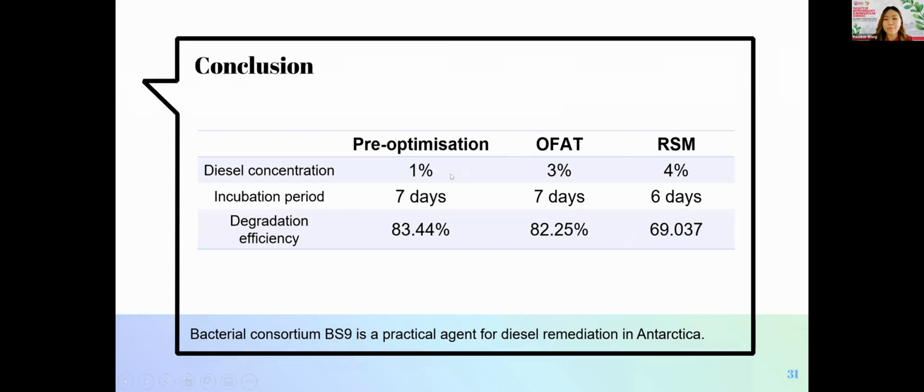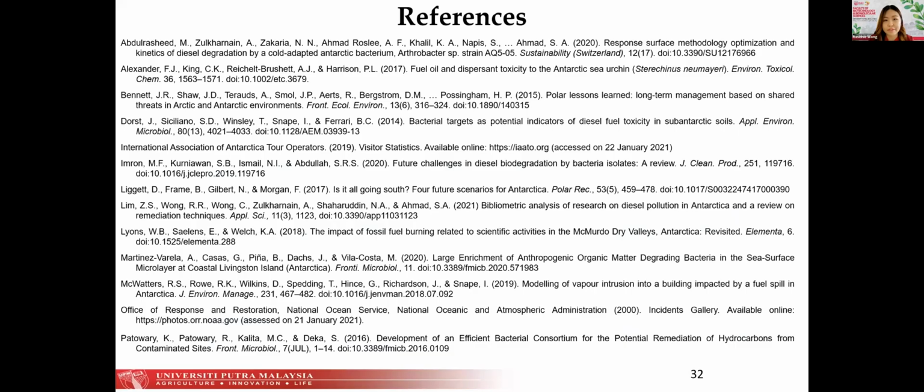So as you can see, the comparison between pre-optimized and post-optimized, where the diesel concentration is up to 4% and the incubation period is increased by 1 day, the degradation efficiency does seem a bit lower than before, but keep in mind that this is 4% of diesel concentration. So bacterial Consortium BS9 can be a practical agent for diesel remediation in Antarctica. So these are my references, and thank you everyone.